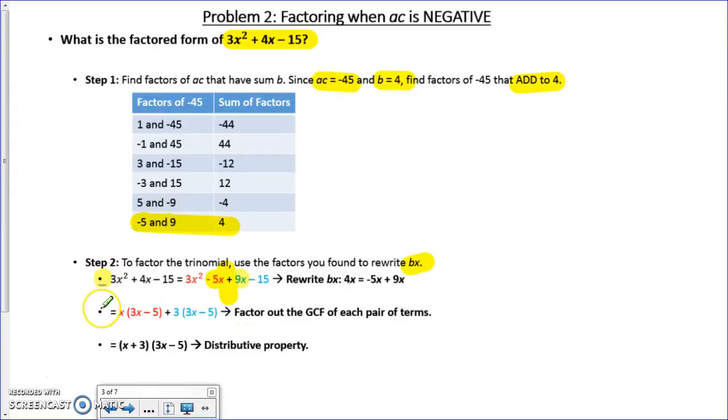When you go from this step to this step and you're factoring out the GCF, your parentheses should be the same terms. If they're not, you probably factored the GCF out incorrectly. So then use the distributive property to simplify, and the final answer is x plus 3 times 3x minus 5.